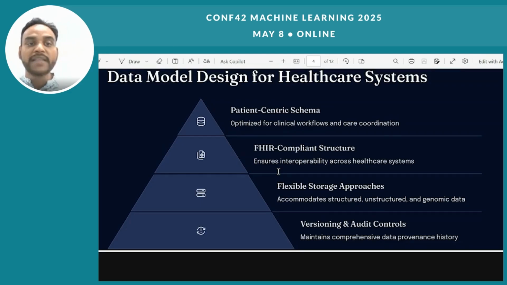A study of healthcare facilities revealed that a properly structured patient-centric schema can handle up to 2,500 concurrent transactions per second while maintaining response time under 100 milliseconds.